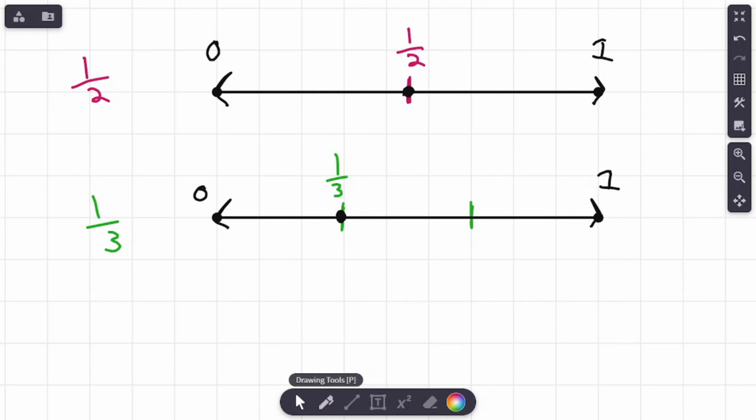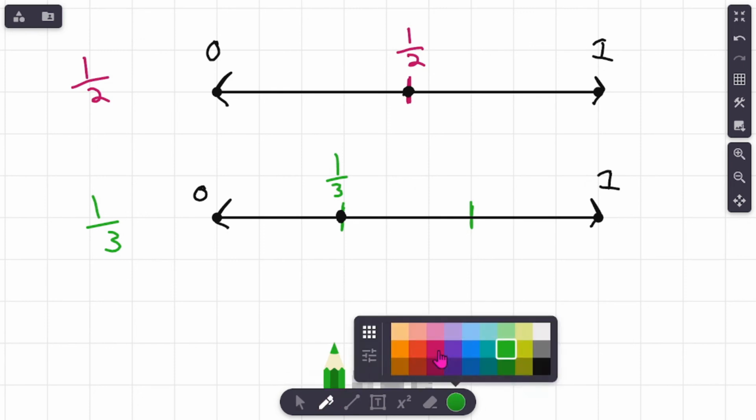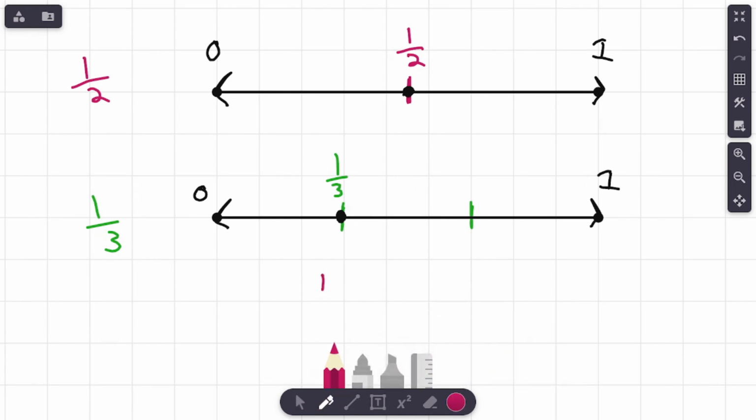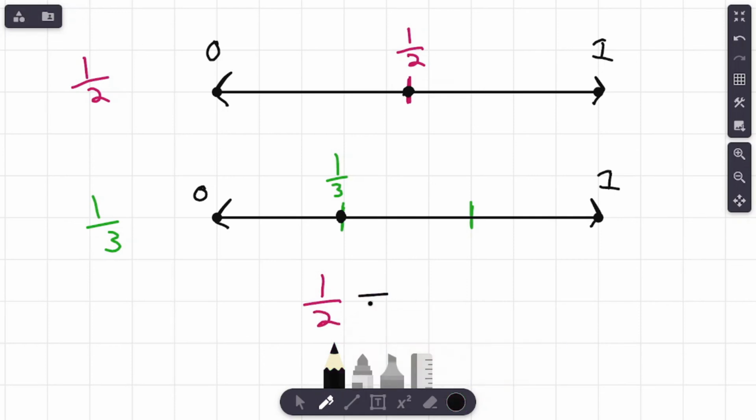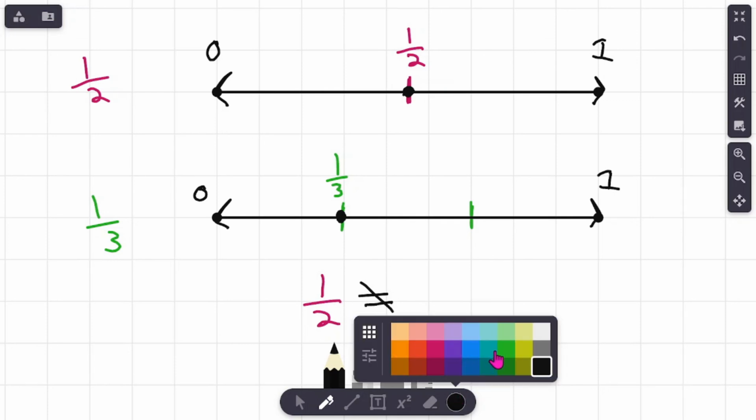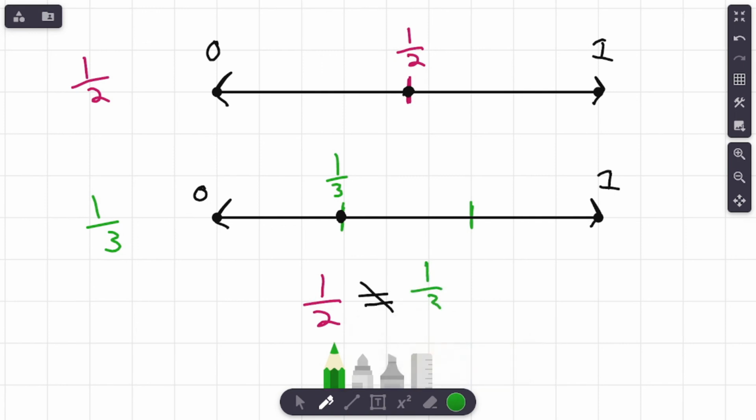So if you're looking at this and we're trying to figure out, well, 1/2 does not equal 1/3. Notice I put an equal sign and then I mark through it. That means is not equal. 1/2 is not equal to 1/3. These are not equivalent fractions because they are not an equal distance from 0 and 1.